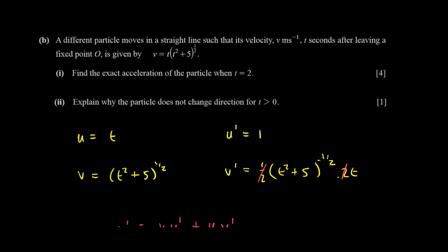So what you need to write is something like: because t is always positive, the velocity is always positive, and because velocity is always positive, we know that it doesn't change direction. Okay, so I think that's kind of the way you want to try to explain it, and the way you want to understand it.